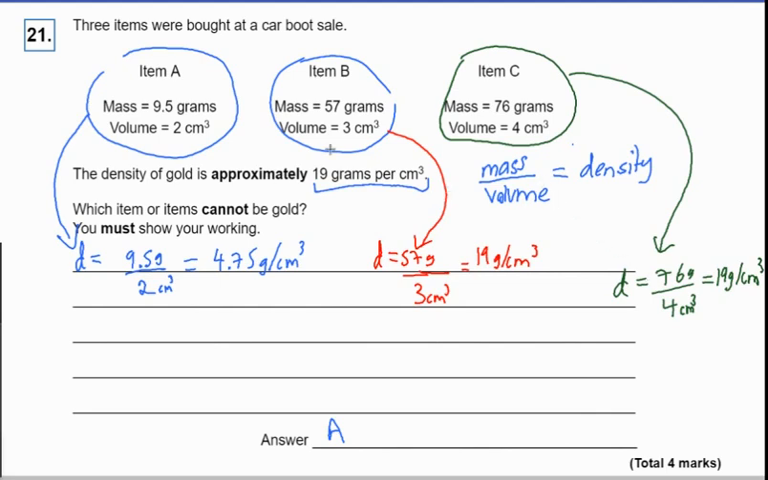Imagine possibly B and C were gold. And then A is the one that cannot be. It's not close to 19 grams per centimeter cubed, whereas these ones are close. This one's close, and this one is close.